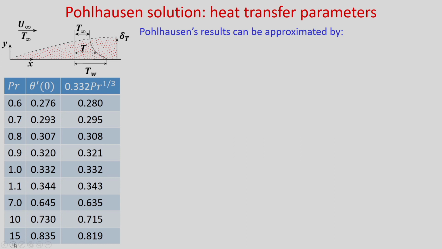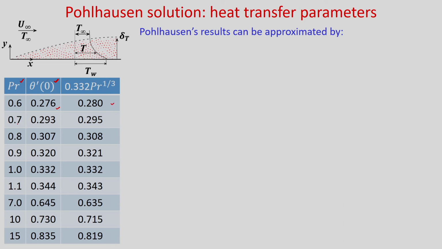So, now whatever results we have shown, Pohlhausen's results can be approximated for different Prandtl numbers. This is the numerical value of the temperature gradient at eta equal to 0. Okay. So, this is approximated by Pohlhausen as 0.332 Prandtl number to the power 1 by 3. So, if you put 0.6 as the Prandtl number, 0.6 to the power 1 by 3 into 0.332, you will get 0.280, and for different Prandtl numbers you can see that this is almost comparable. So, this is the numerical solution and this is the approximate, 0.332 Prandtl number to the power 1 by 3.